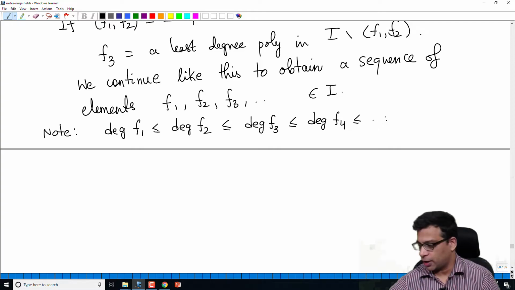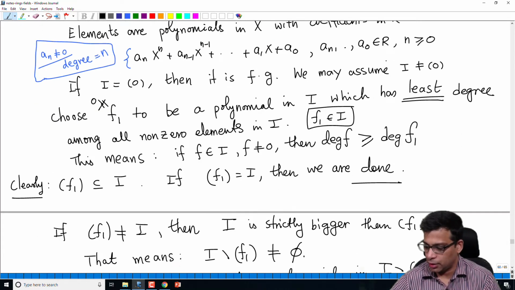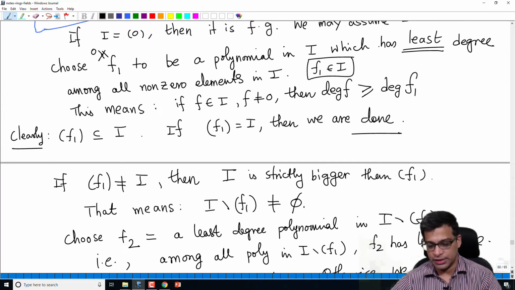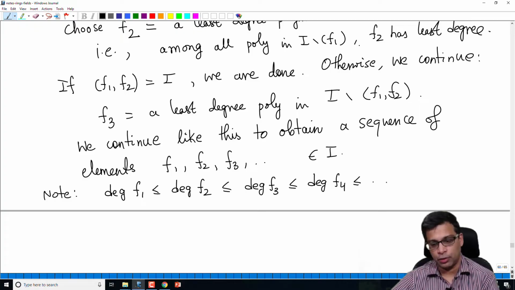So in other words, when I wrote earlier, if F is any element of I non-zero, then degree of F is greater than or equal to degree F1. F2 is one such element, right? Because F2 is being chosen later. So degree of F2 will be greater than or equal to degree of F1.